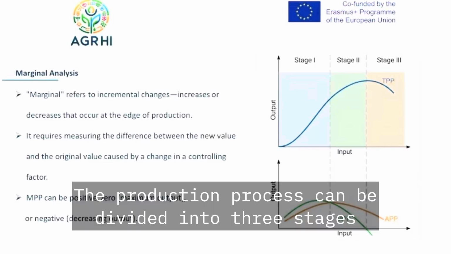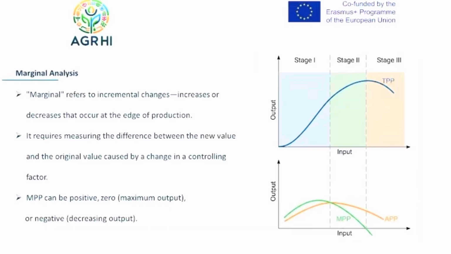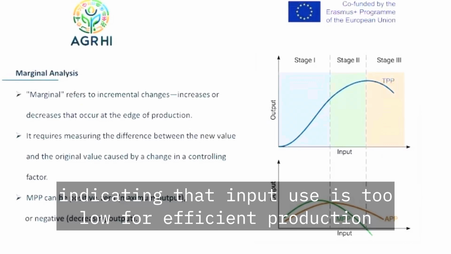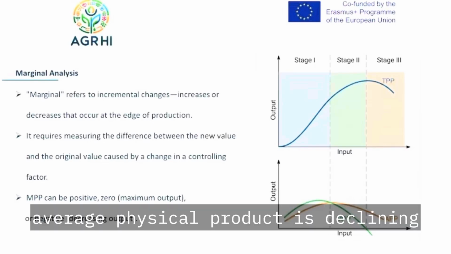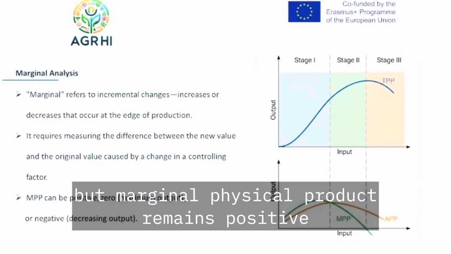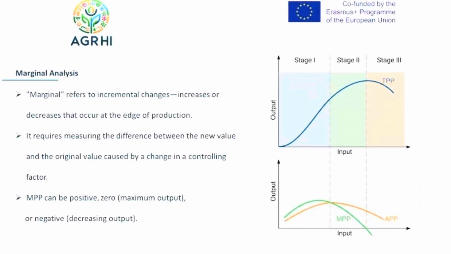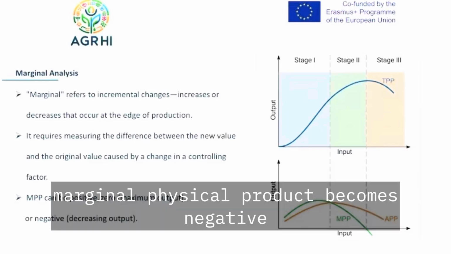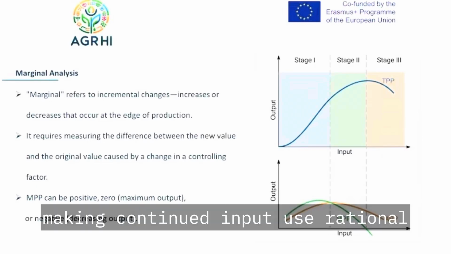The production process can be divided into three stages. In stage 1, average physical product is increasing, indicating that input use is too low for efficient production. In stage 2, average physical product is declining, but marginal physical product remains positive. This is the rational stage of production. In stage 3, marginal physical product becomes negative and total output falls, making continued input use irrational.